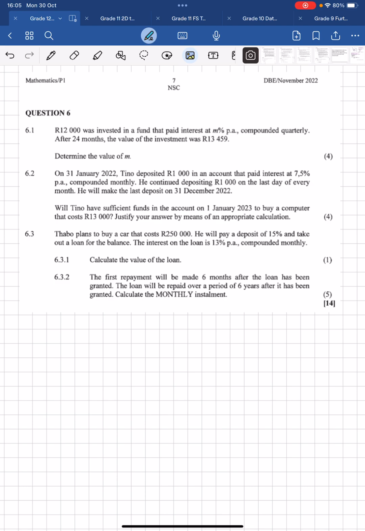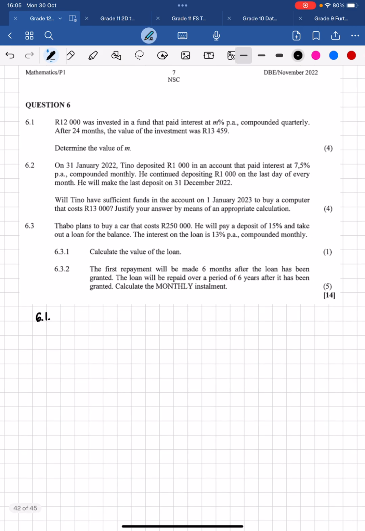All right, so question 6 from last year's exam, 6.1. Let me just write here, 6.1. Okay, 12,000 Rand was invested. Let me just see if everyone can see what I've written now. Yes. Okay, 12,000. Yeah, this is for grade 12. All right, 12,000 Rand was invested in a fund that paid interest at M% per annum. So already there we can see that is what we're going to have to calculate. And very important, it's compounded quarterly.